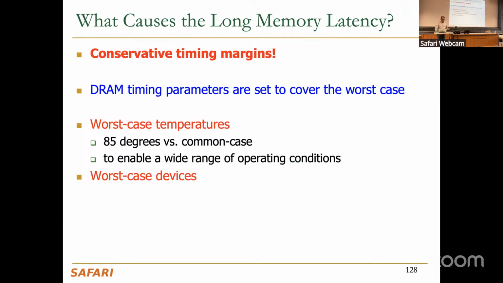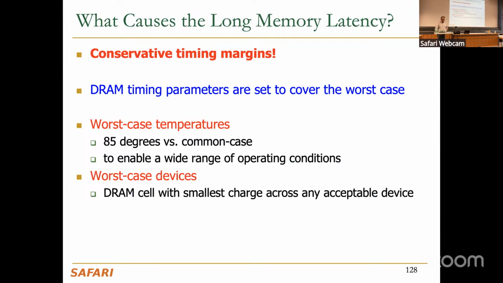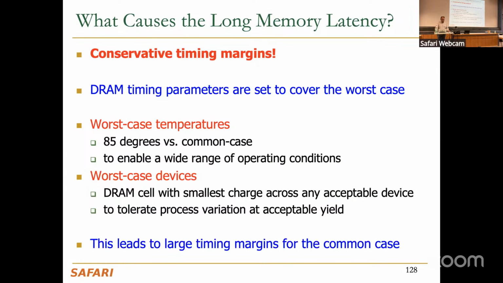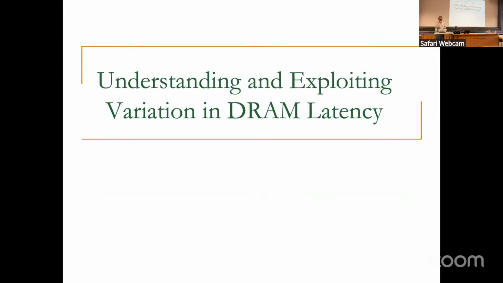Also, they consider worst case devices, the DRAM cell with the smallest charge across any acceptable device, to tolerate process variation and so on. Overall, all of this leads to large timing margins for the common case, where you have huge slack, which we can now work on for optimizations. So we did some work to understand and exploit them.